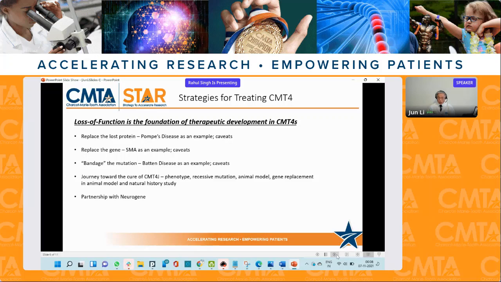Because that function is gone, it is logical to fix the problem by replacing the protein that got lost. The typical example is Pompe disease, an inherited disease that mainly affects the muscle. Many years ago, people produced the protein that was lost, infused it back into the patient, and made the patient better. That's protein replacement therapy for recessive disease, and it's a good example that has been quite successful.